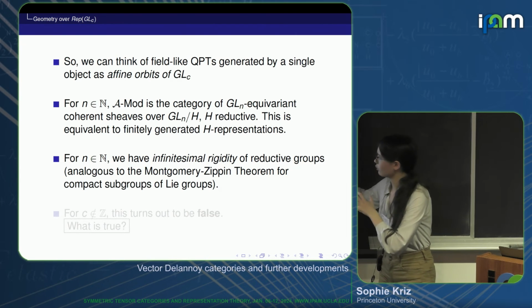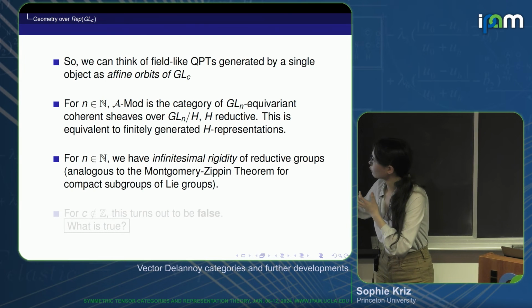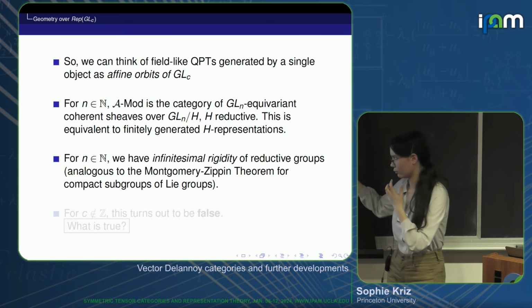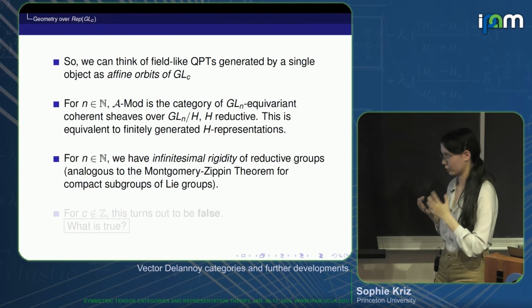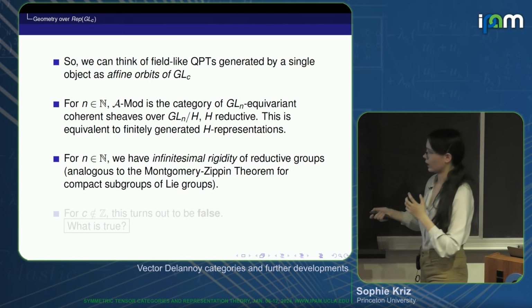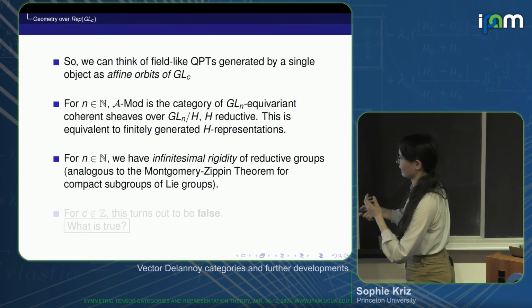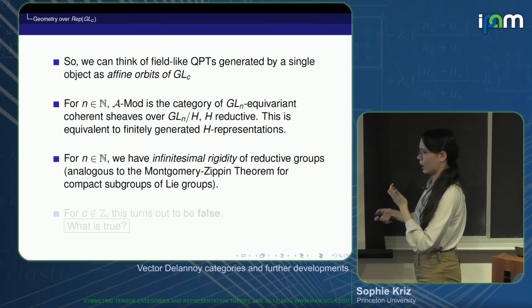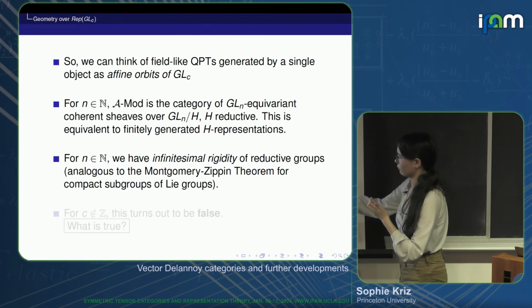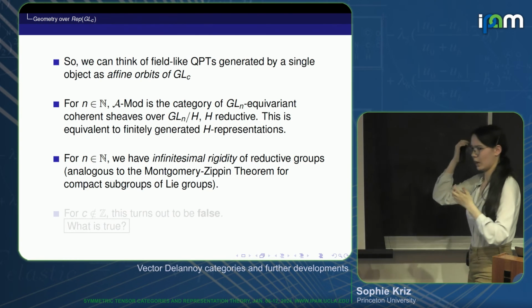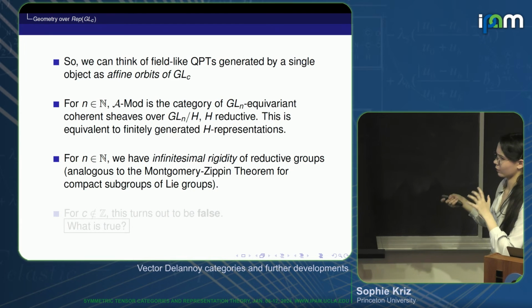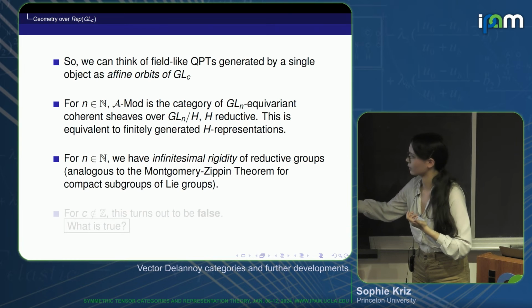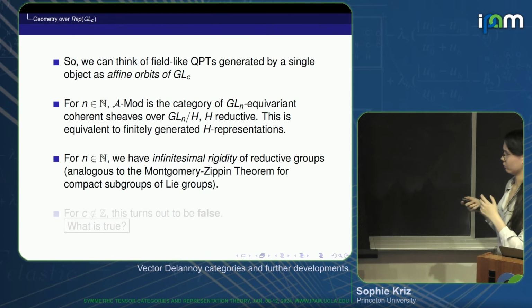And so specifically from the point of view of deformations, one thing which I thought might be true is that, over in the classical setting, we have some sort of infinitesimal rigidity of reductive groups. I've been told that this is called the Montgomery-Zippin theorem, or at least it would be if I rephrased it in terms of compact subgroups of Lie groups. Maybe this isn't quite the correct name of this theorem, but I do think it's a well-known thing.